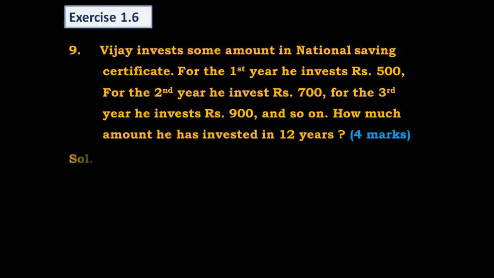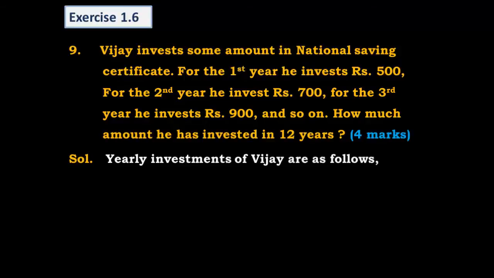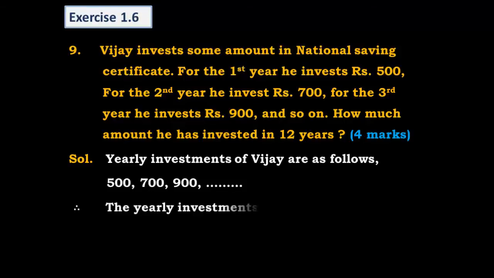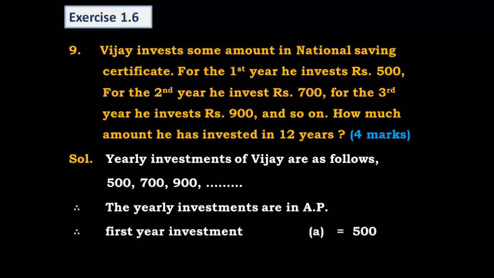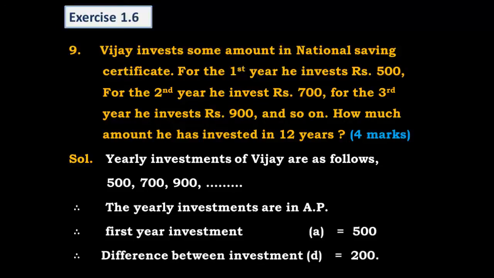See, yearly investments of Vijay are 500, 700, 900. That means the yearly investments are in AP. So we can write the first year investment A is equal to 500 and the difference between investments D is equal to 200. Now see how much amount he has invested in 12 years. That means total number N is equal to 12.